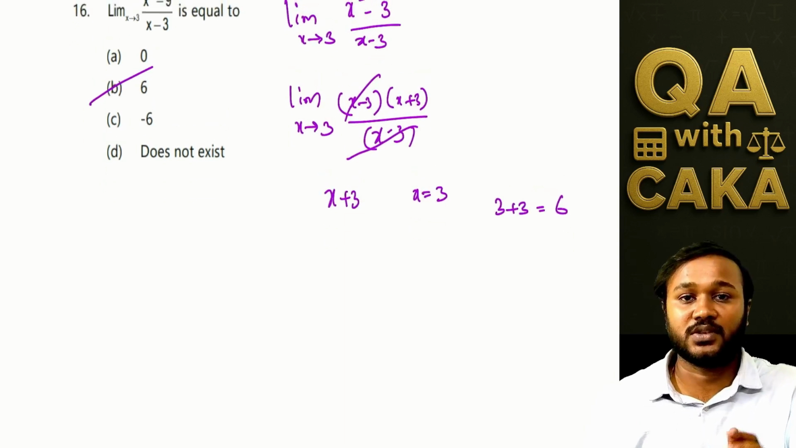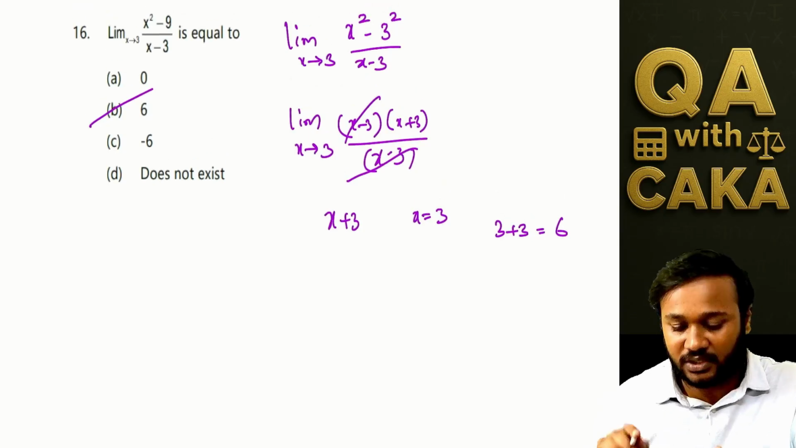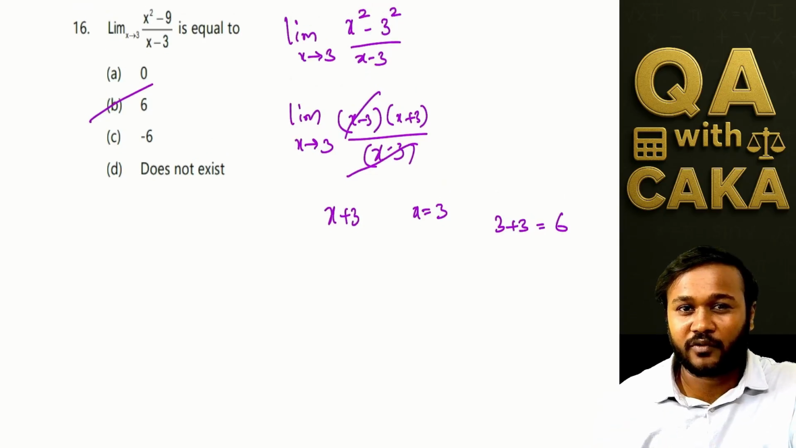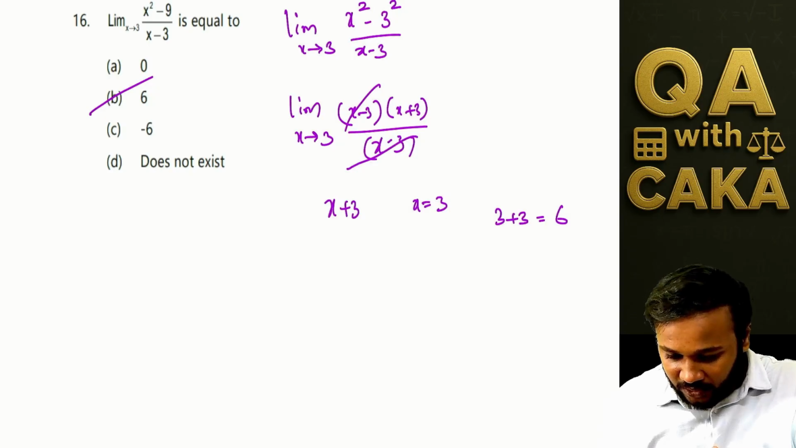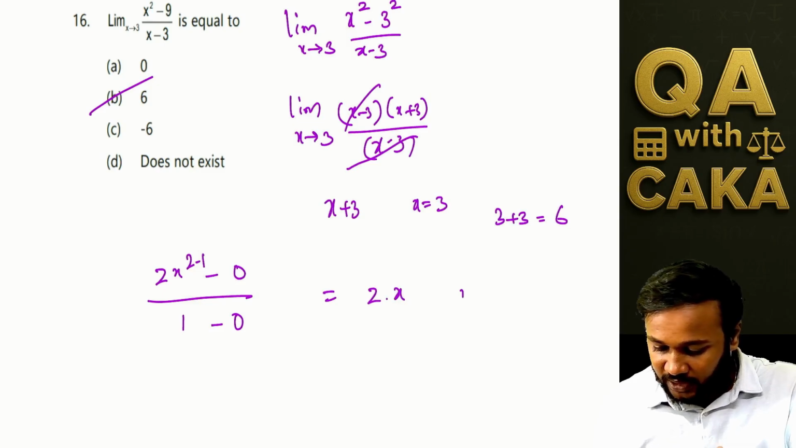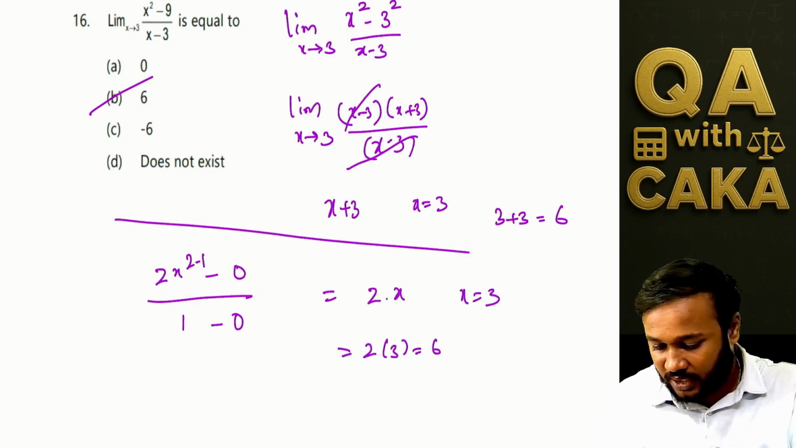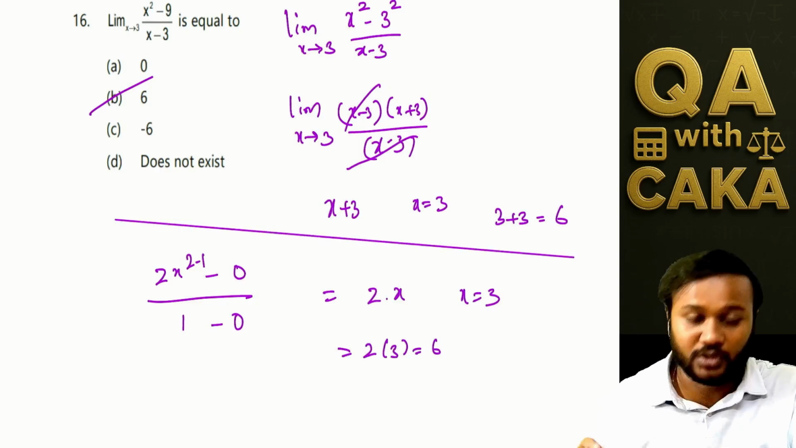So this is another way. For those who are lovers of differentiation and derivatives, if you solve this in the derivative method, what is the derivative of x to the power of n? n into x power n - 1. In the same way, if you solve this, 2 into x power 2 - 1 minus 0, this will be 1 minus 0. So it will be 2x where x is equal to 3, 2 into 3 is equal to 6. So this is the other way to solve the problem. So both ways the answer is the same.